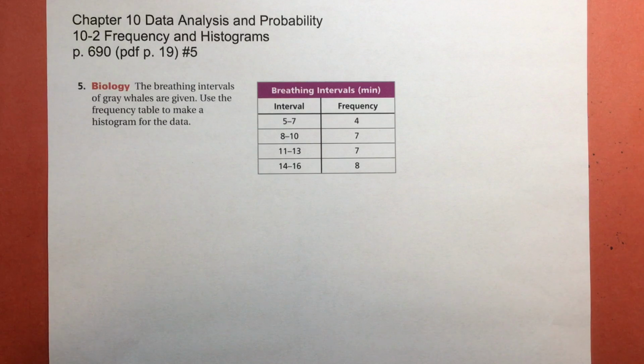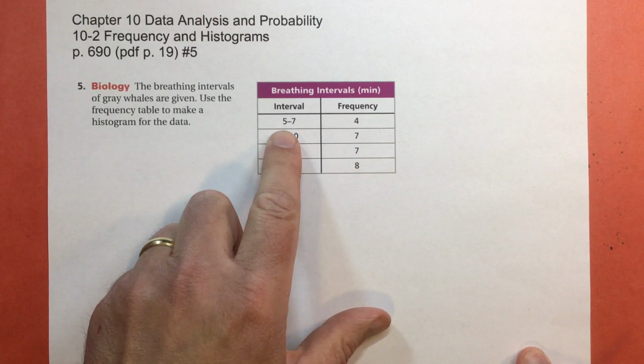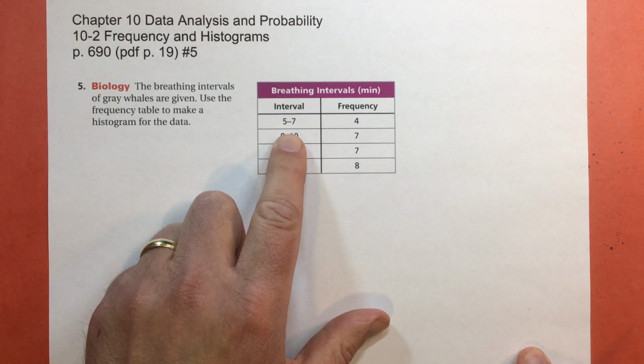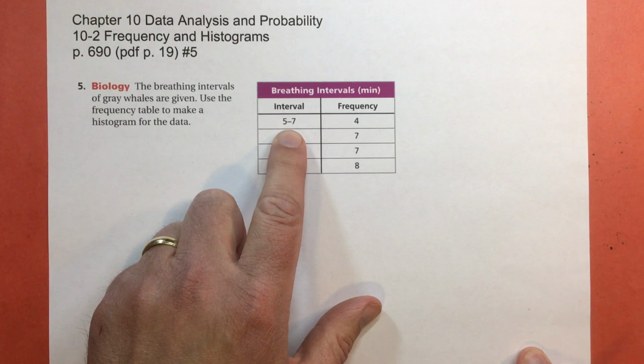And in this video, we are going to draw a histogram using a frequency table that's already been provided for us. So this table represents the breathing intervals of gray whales. And what that means is some biologists were keeping track of how often whales would come up for a breath. And for certain whales, there was a frequency of 4 times the whales came up between 5 to 7 minutes. So they'd breathe, go back down, and 5, 6, or 7 minutes later they'd come up for another breath.